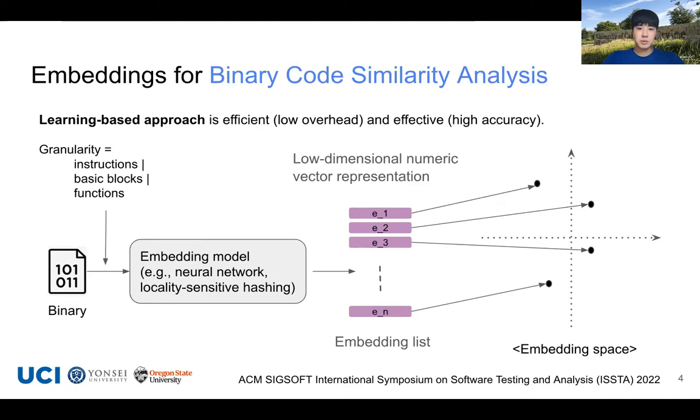Recently, learning-based approach has attracted much attention from researchers because of its efficiency and accuracy in many downstream tasks. In learning-based approach, embedding, which is a low-dimensional numeric vector, is used to represent entities with diverse granularity that can be found in binary, such as instruction or basic block. In most cases, a neural network is used for the embedding model to transfer the binary code into an embedding space. Then the binary analysis can now be conducted in this newly created embedding space.